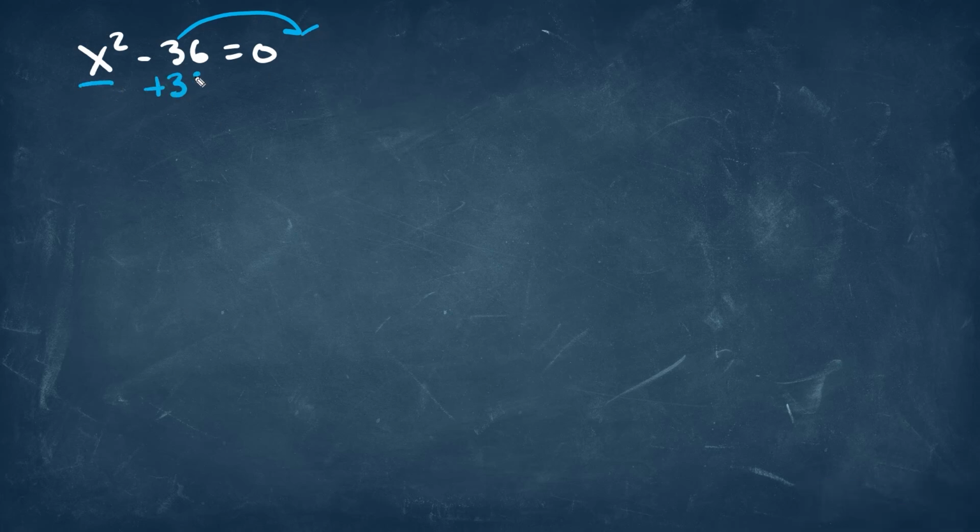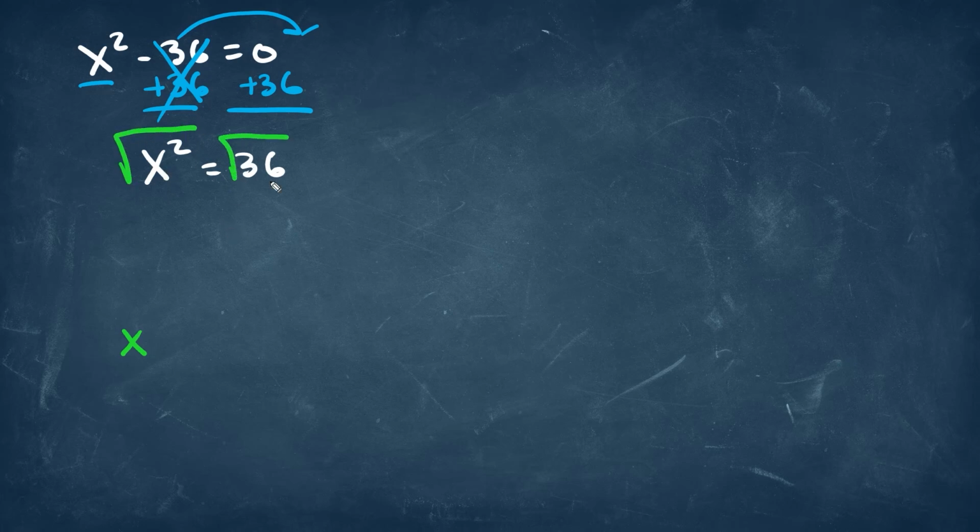So we're going to start by adding 36 on one side, and if we add it on one side, it means that we have to add it to the other side. Negative 36 and positive 36 cancel each other out, so we're going to be left with x squared is equal to 36. So we have to get x by itself. To be able to do that, we have to take the square root of x, and if we do it to one side, it means that we have to do it to the other side.